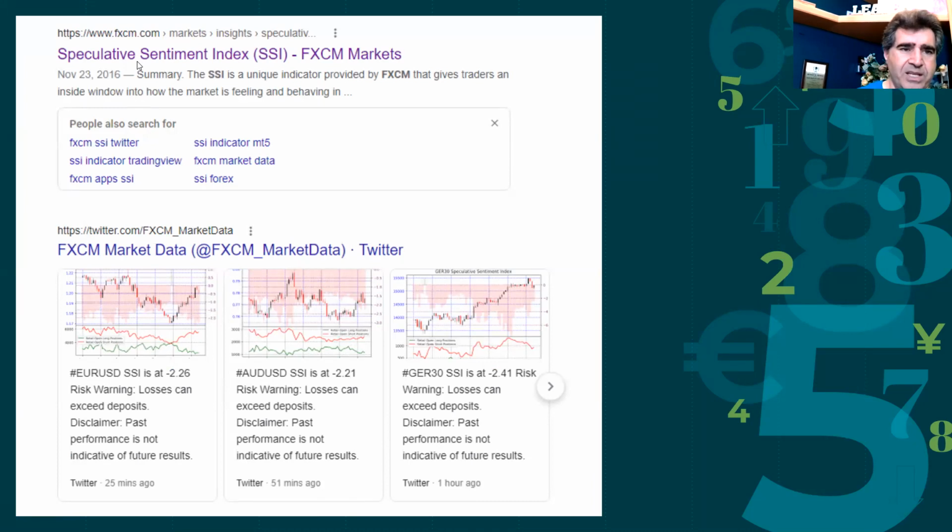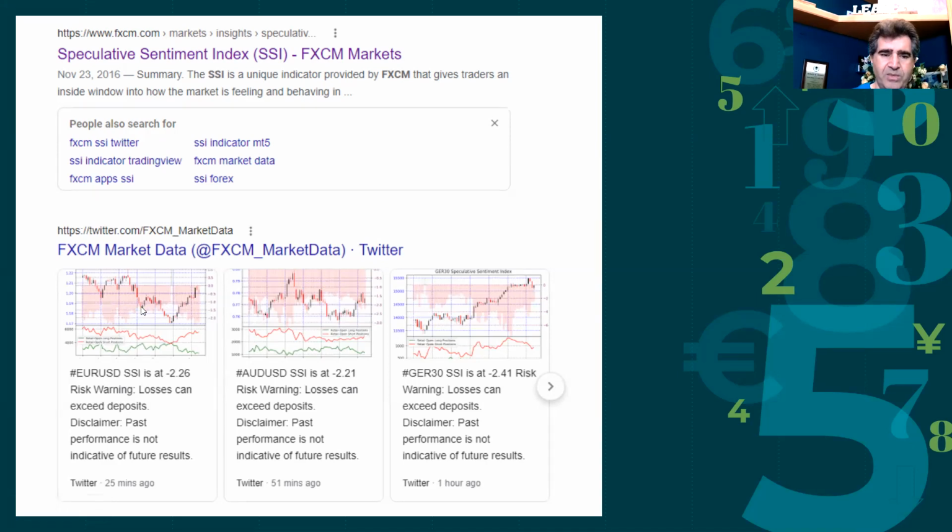There's another service called SSI, or the Speculative Sentiment Index, which is by FXCM. They don't have a website. The other one is dailyfx.com, you can go and use it. This one is FXCM, and it's by tweet. They don't have the website, they have the tweet, and I just got it earlier this afternoon, for instance.